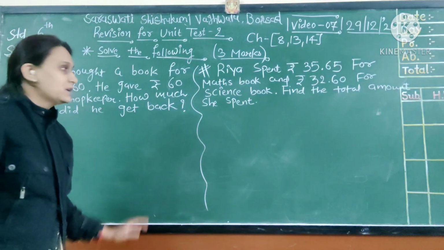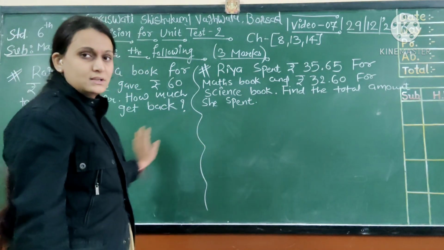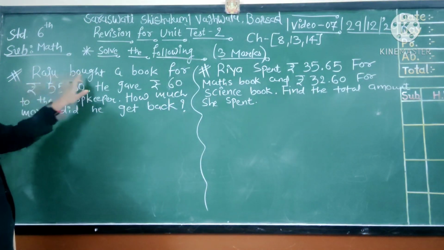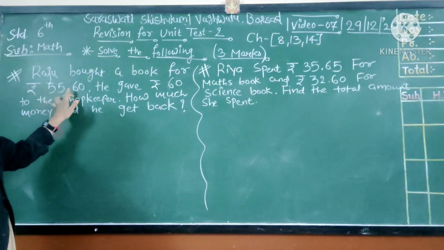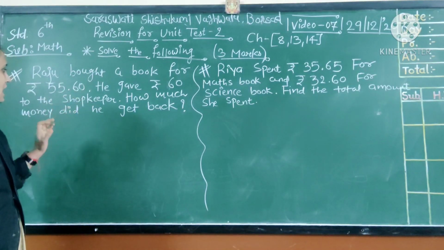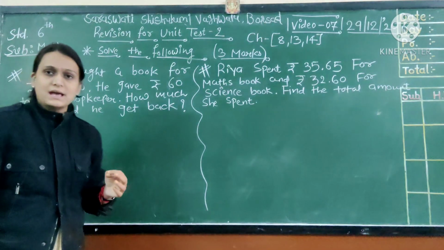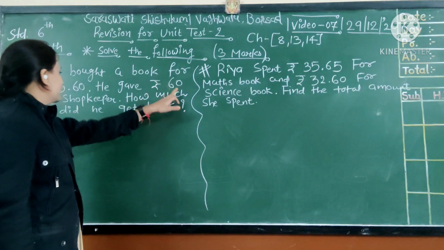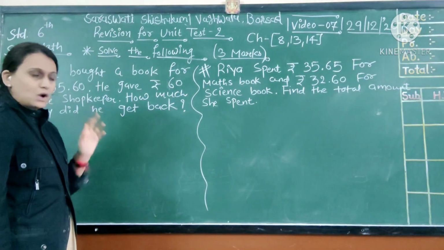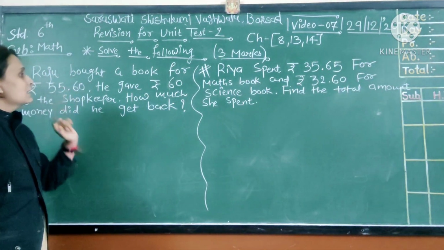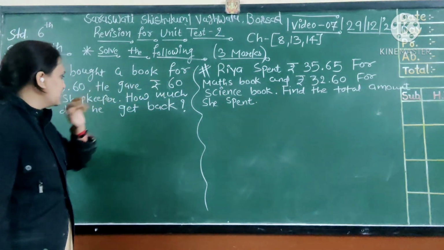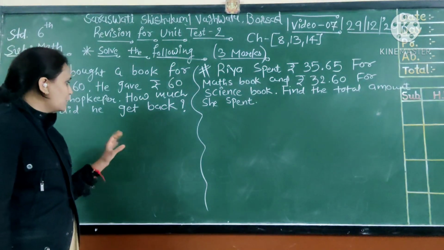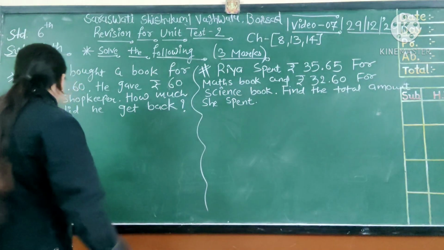Okay, now in this question we are having two different word problems. So let us understand what the word problems are. In the first one, it is given that Raju bought a book for ₹55.60. Then he gave ₹60 to the shopkeeper. The cost of the book is ₹55.60, but he gave ₹60 to the shopkeeper. So how much money did he get back? Means after purchasing, how much money will he have with him? Okay, so let us start.